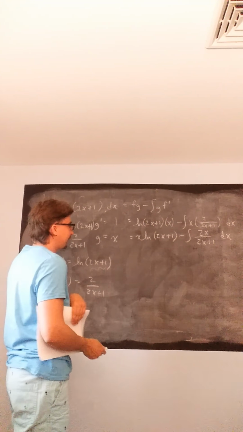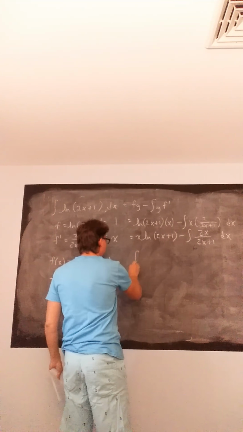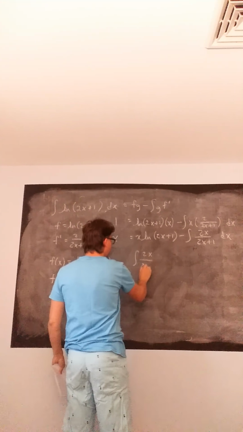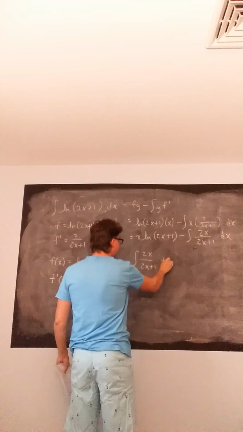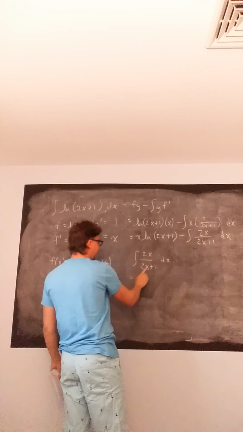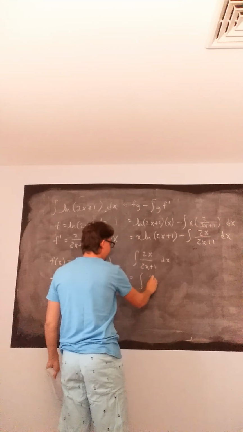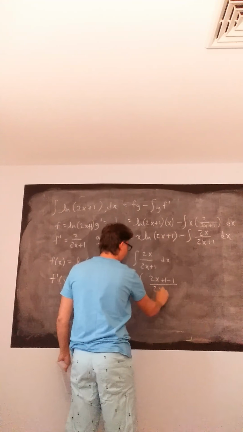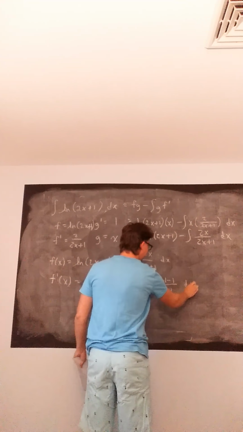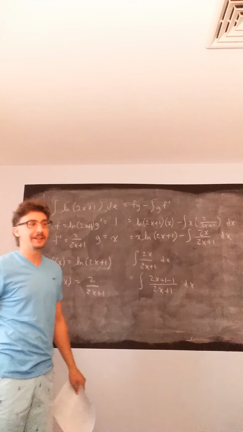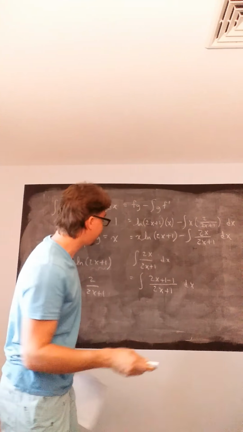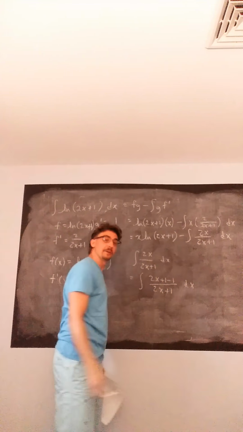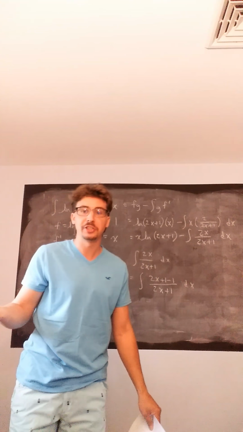So let's come off to the side here. If we have 2x over 2x plus 1 dx, we could rewrite this guy in this manner: 2x plus 1 minus 1 over 2x plus 1 dx. So look what I did here. I didn't do anything illegal. I added 1 and I took it away, so it's a net change of 0.